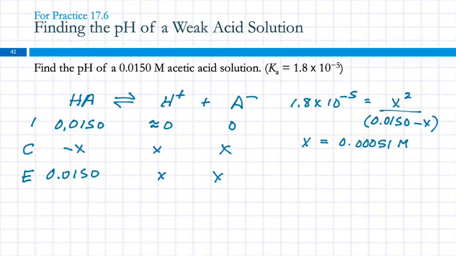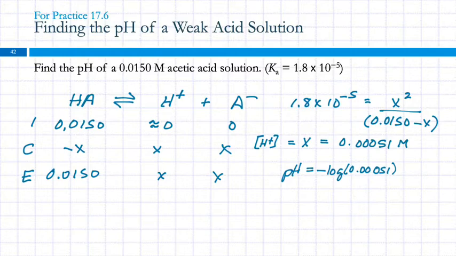So that's x. x is the hydrogen ion concentration. So the pH is negative log of that. What I'm going to do on my calculator is I'm just going to use the value that was given by the solver.